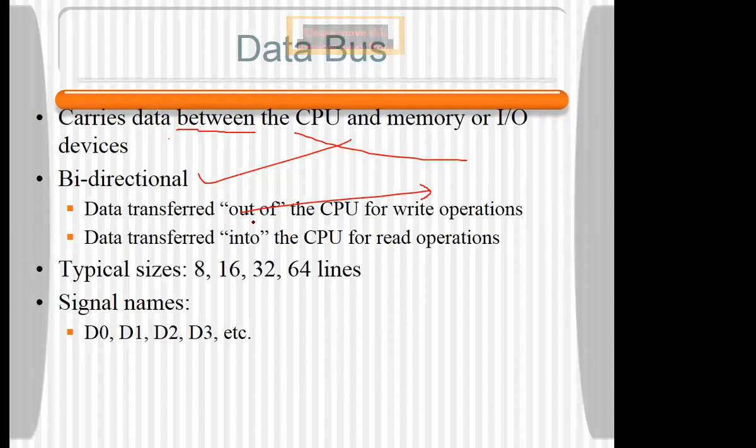So write operation, data is coming out. Like when I'm talking, I'm writing to you. In other words, I'm feeding information to you. That's a write operation. A read operation, I use my ears or my eyes to take information from the outside world into me, then that's a read operation. In typical sizes, 16, 32, 64 lines, some now have 128 lines. Then the signal names are normally given D something, D0, D1, D2, etc.